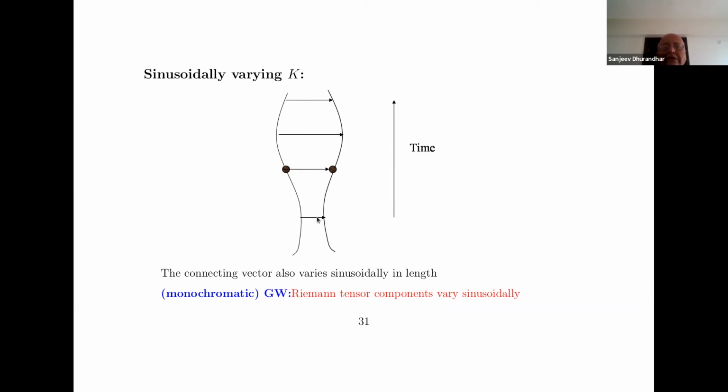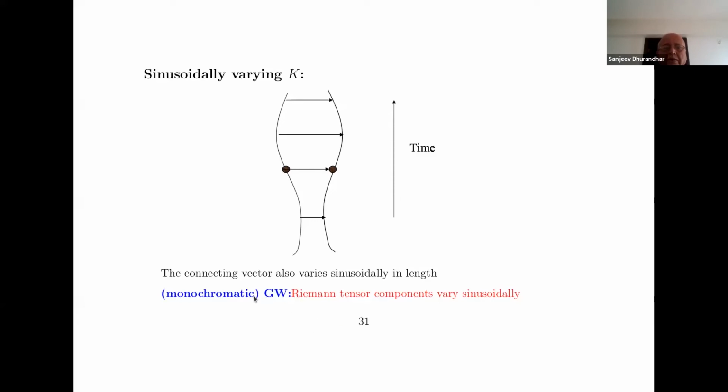The connecting vector, even if you start it parallel, if k is less than 0 initially, these particles will go away. They'll go away, this is still negative, until they come here when k becomes 0. And when k becomes positive, they start coming closer together again. So what is the kind of situation here? The particles will keep on oscillating as you proceed in time.